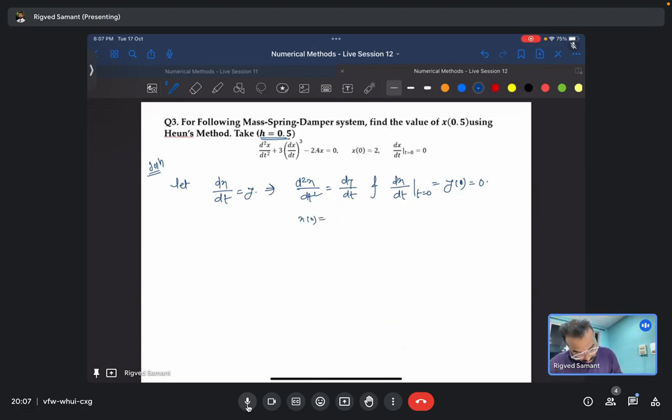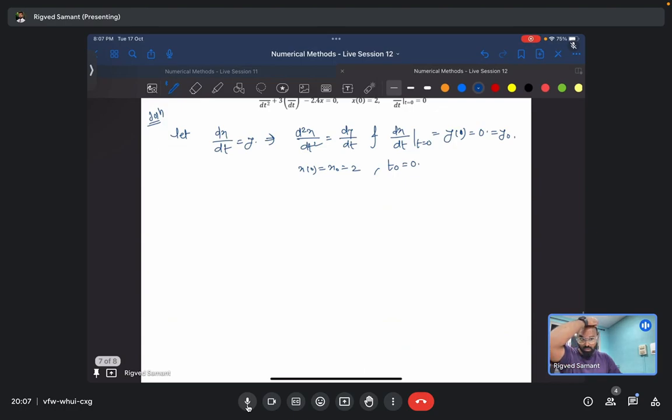x of 0, that is x0, is equal to 2, this is y0, t0 is equal to 0, right? So now what we are going to do, you first write in function f1, function f2, and then we'll proceed with Heun's method, and then we'll see how Heun's method will have to be tweaked a little. So what is the first equation?